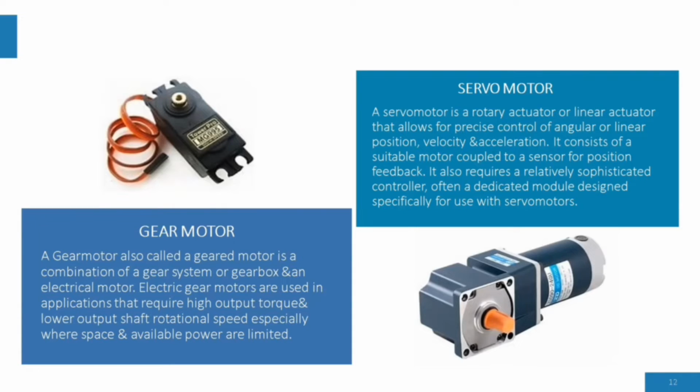Now coming to the next component, gear motor. A gear motor, also called a geared motor, is a combination of a gear system, gearbox, and an electrical motor. Electrical gear motors are used in applications that require high output torque and lower output shaft rotational speed, especially where space and available power are limited.